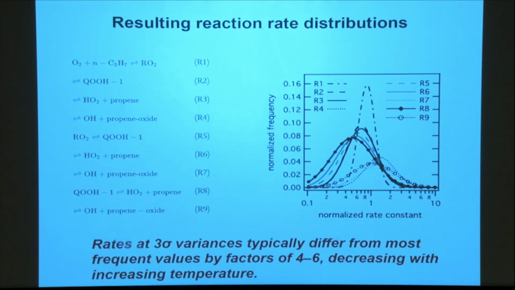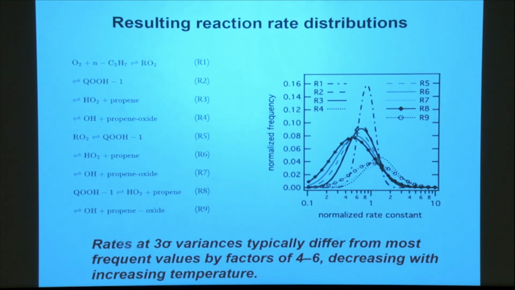So maybe up to a factor of 2 uncertainty in the predicted rate constant. For the other reactions, we're probably looking at uncertainties of between 4 and 6. So 3 sigma variances is probably a little bit pessimistic. We normally take 2 sigma as a typical measure of the error. But if we take 3 sigma variances, then most values are within 4 to 6 of the most frequently predicted value. So output uncertainties of between a factor of 4 and 6.